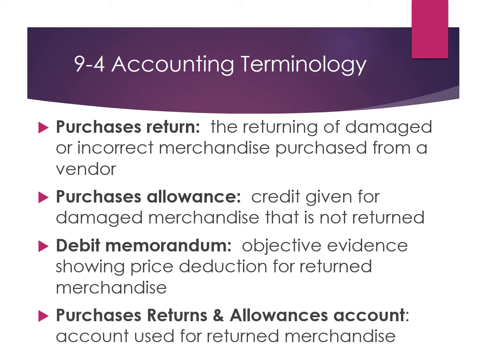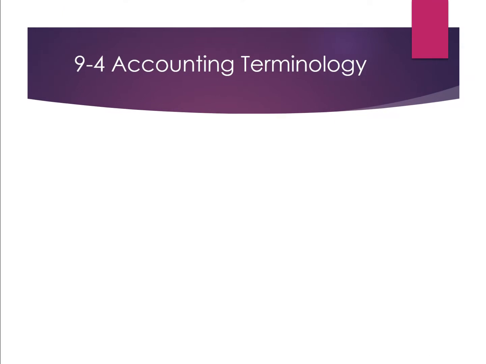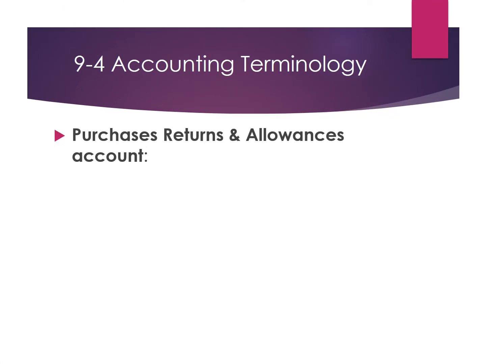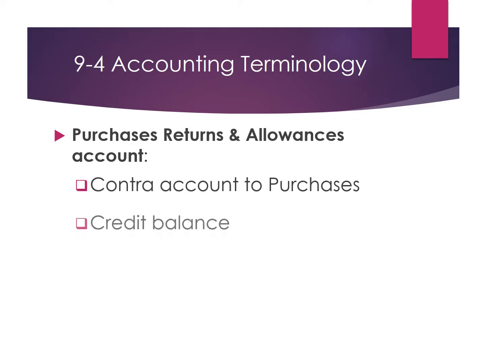Purchases, returns, and allowances account. This is the account that we will use for returned or credited merchandise. The purchases, returns, and allowances account is a contra account to purchases. The purchases, returns, and allowances account has a credit balance.